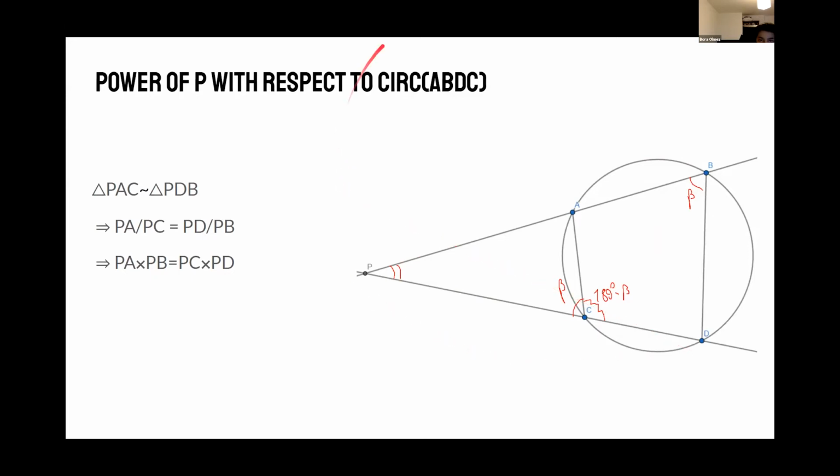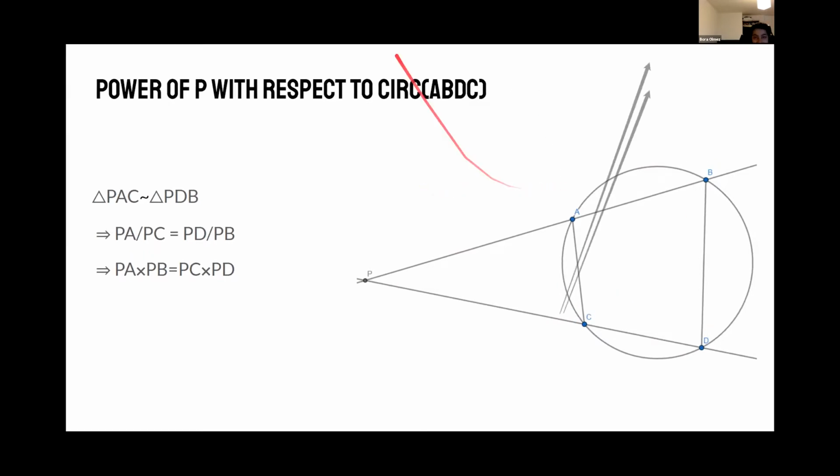I'm getting the lines again. Anyways, I'll just continue and remove them once in a while.